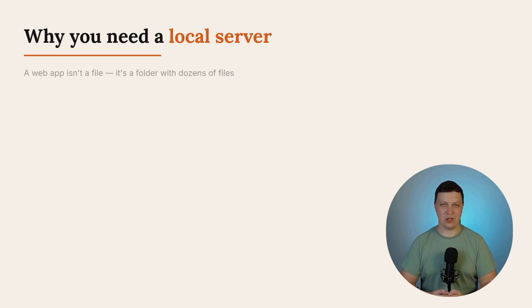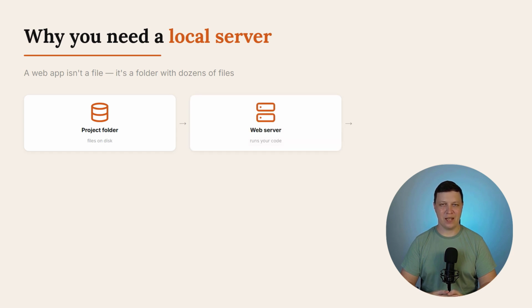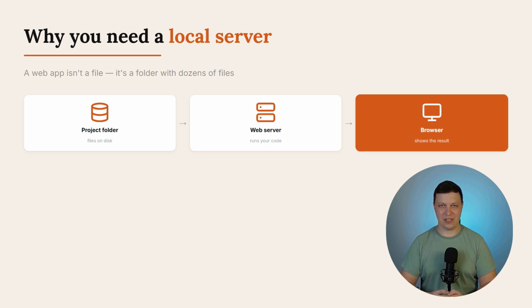First, let me explain why you need one at all. A web application isn't a single file. It's a folder with dozens of files. Code, page templates, styles, scripts, config files, and so on. All of that needs to live somewhere. You have the project folder on disk. All the files are in it. A web server runs alongside it and executes them. The AI assistant works directly with those files, reads them, edits them, creates new ones. You open a browser and see the result immediately. That's what a local server is for.